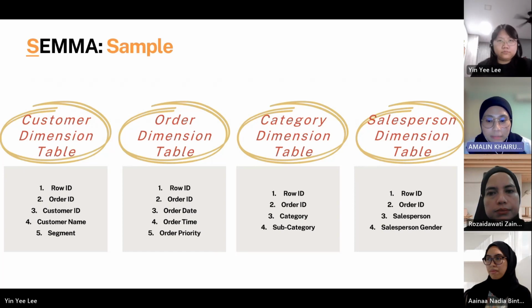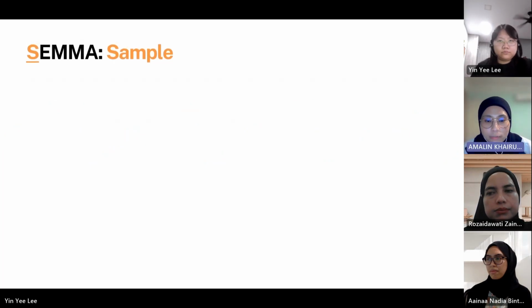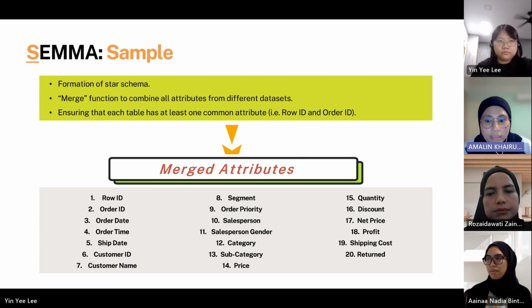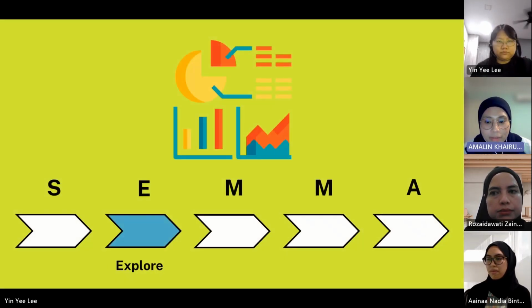In the next slide, based on these aforementioned tables, it forms a star schema with a fact table at the center. Hence, merge function is applied for these 5 tables to combine all of the attributes, and as a result, there are 20 merged attributes altogether used for this explore section of SEMA, starting from row ID until returned attribute. My groupmate Rosida will then further elaborate in the explore section of SEMA.